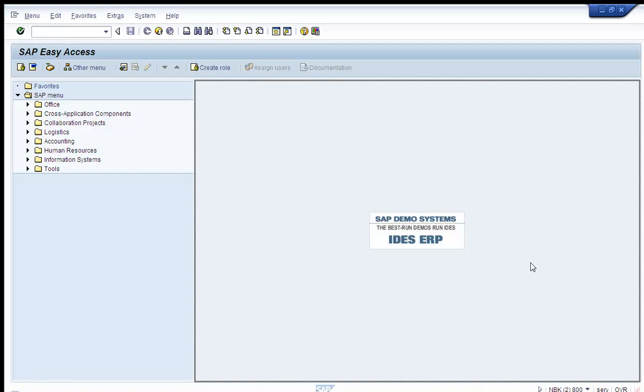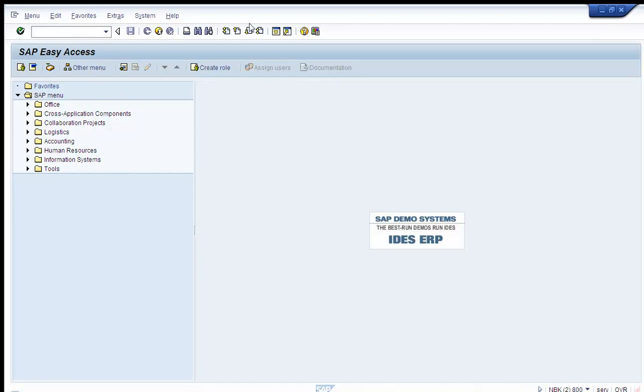In this demo, let us try to understand what an evaluation path is. We'll take an example of the evaluation path OSP, which is delivered by SAP, and understand how to read that evaluation path.